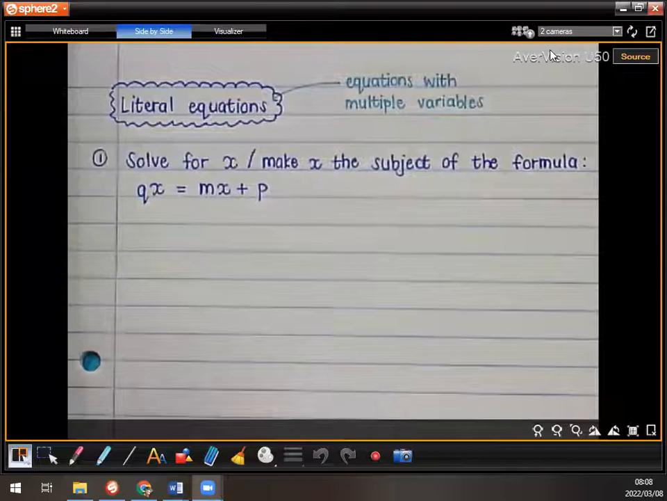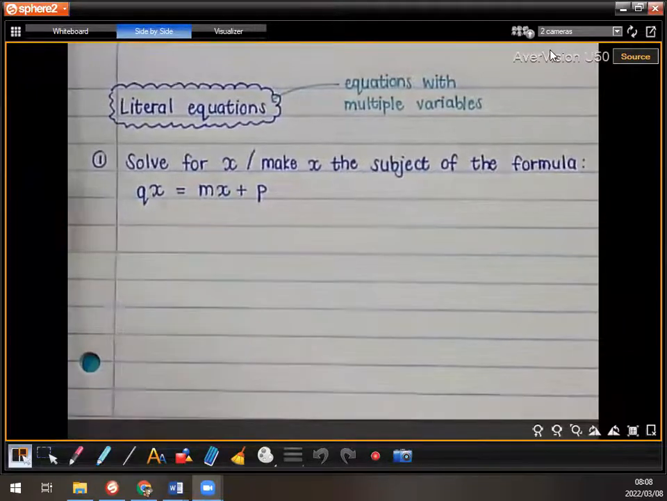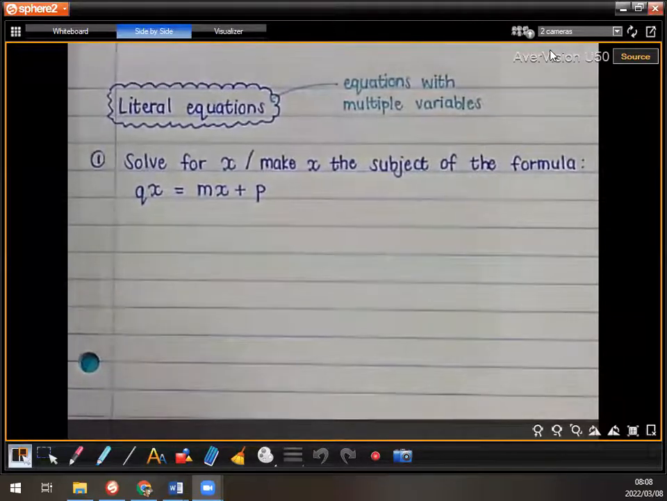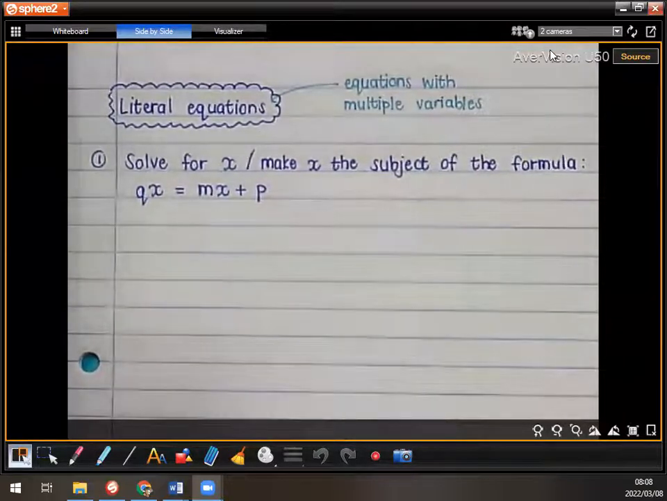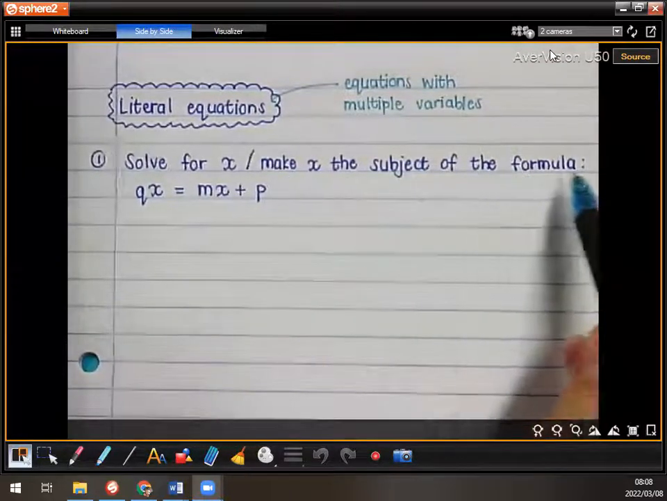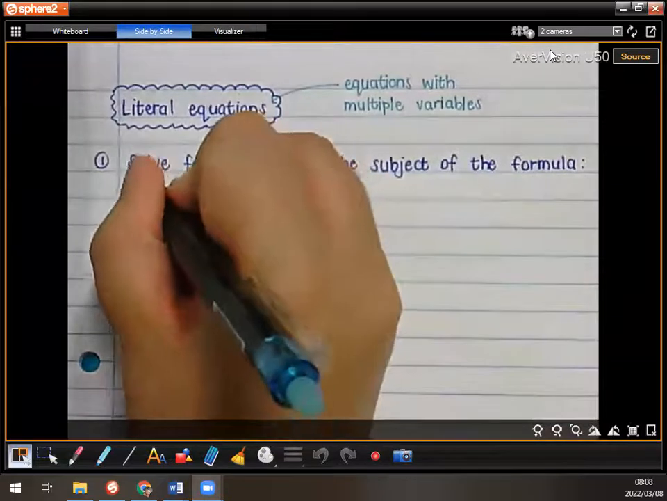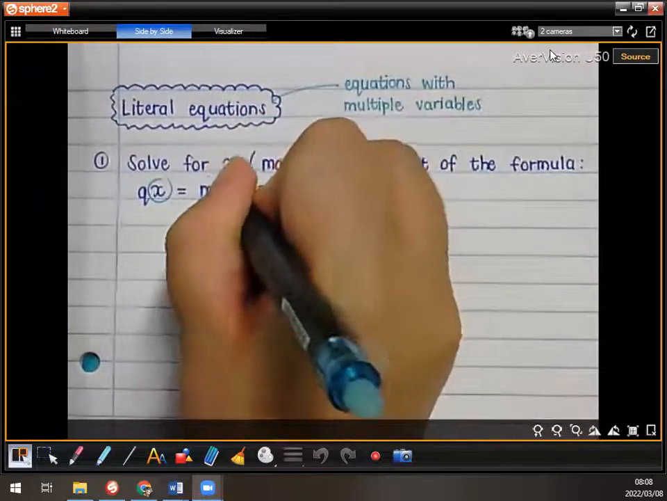Do you guys see what I meant when I say it's on multiple variables? We have 1, 2, 3, 4 different variables in the equation and no numbers. Now when they say solve for x, we can't get a value for x, but we can get an expression for x. We can make x the subject of the formula. I'm just going to circle the x's that I have.